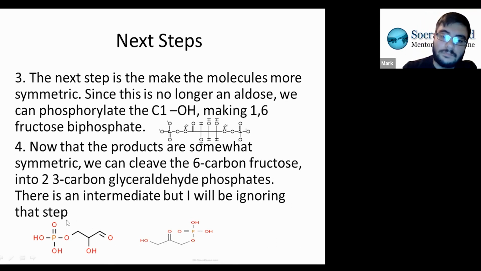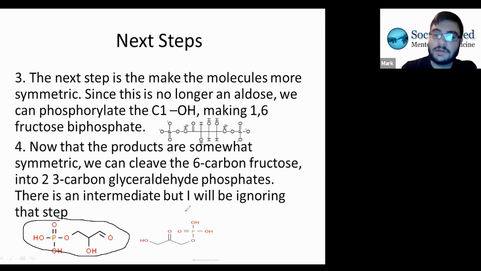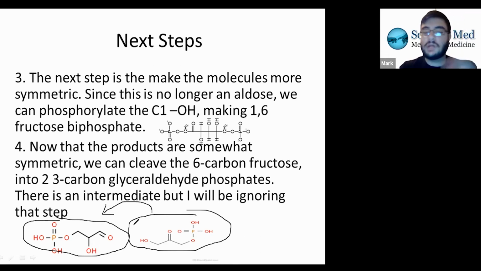Technically there is an intermediate. When you do this, initially you get one of these, which is the glyceraldehyde phosphate that I mentioned here, the 3-carbon glyceraldehyde phosphate. You also get this, right? Because these are kind of symmetric, but not exactly symmetric. You can see that these are a little bit different because this has the double bond O on the end, this one has it in the middle. But in the exact next step, this will get converted into this. So you'll actually have 2 of these now.